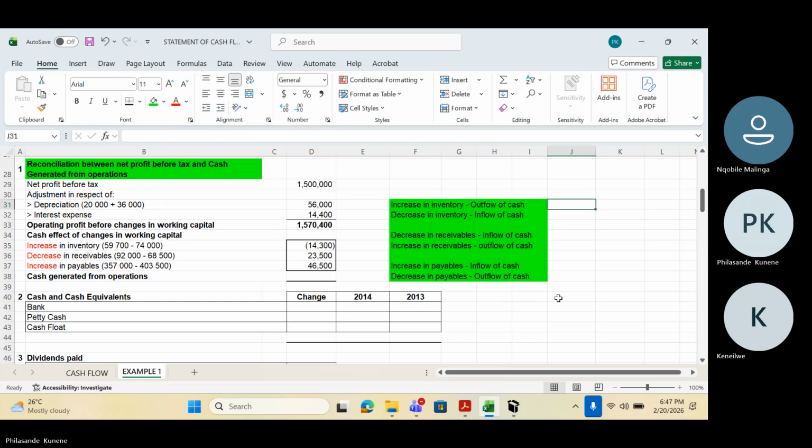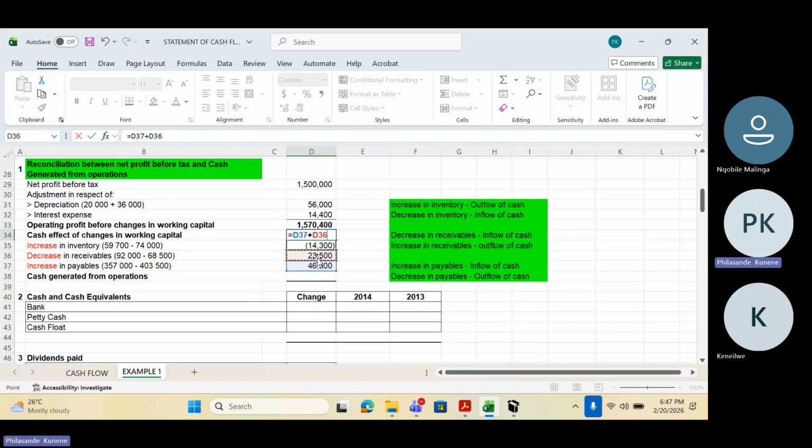Okay. Then the cash effect of changes in working capital. So it's going to be these three. I'm going to add these three and see what I'm going to get in total. Okay, I have 55,700 rands in total.